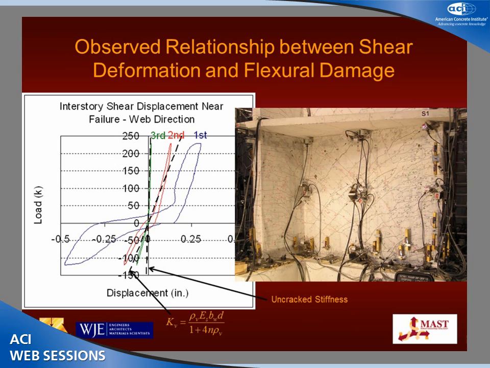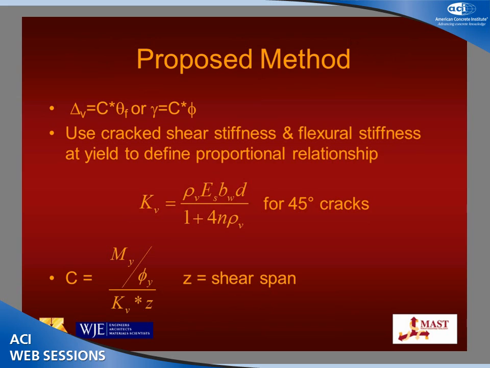Second story had some yielding, but much less flexural damage and was much stiffer in shear. And the third story was nearly elastic in the flange in tension and similar to the crack stiffness, flange in compression. So our proposed method to deal with this in a simplified manner is to set the shear deformations proportional to flexural rotation, or if you take a derivative of each, you've got your shear strains proportional to your curvature. So then we just have to define a proportionality constant.